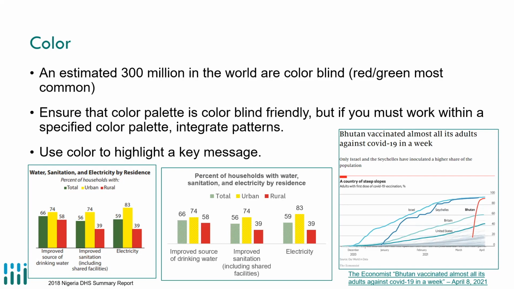There are some limitations, particularly if you're working for an organization or with government stakeholders where they have a set color palette, either their country colors or their organization colors. And so to get around that, you can try to incorporate patterns into your graphs so they would be more discernible for individuals that are colorblind.